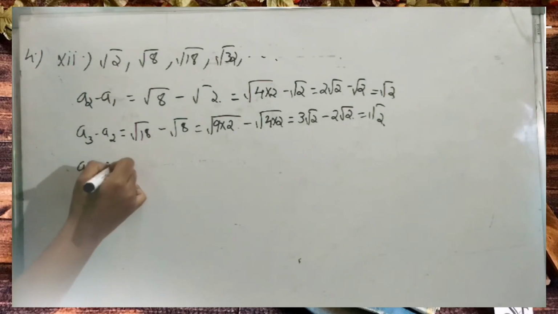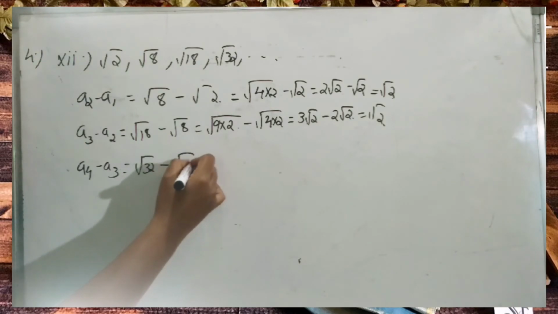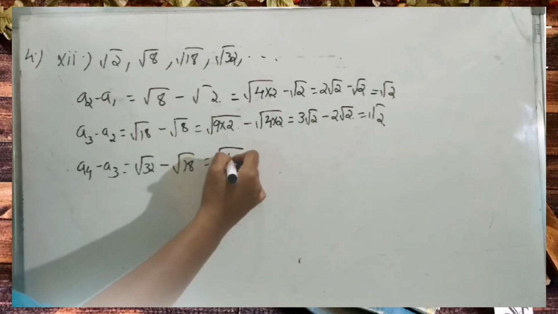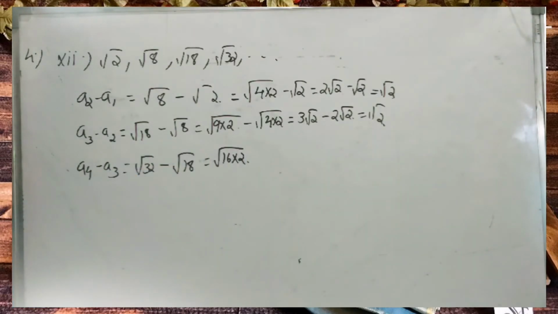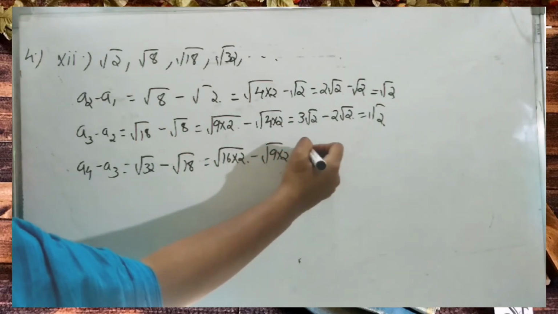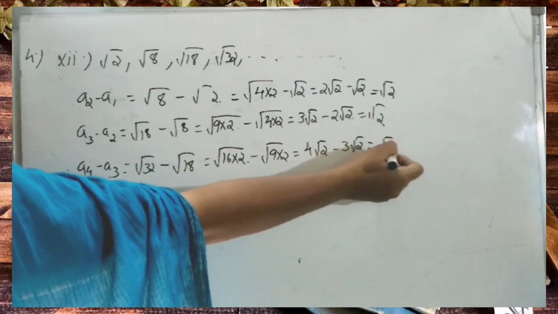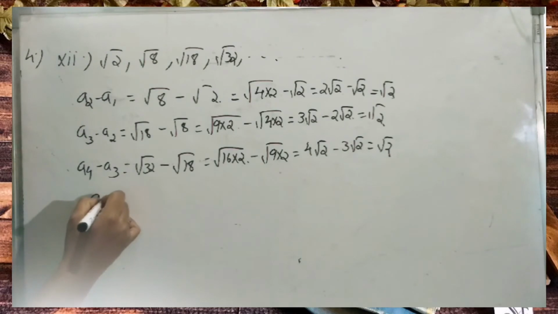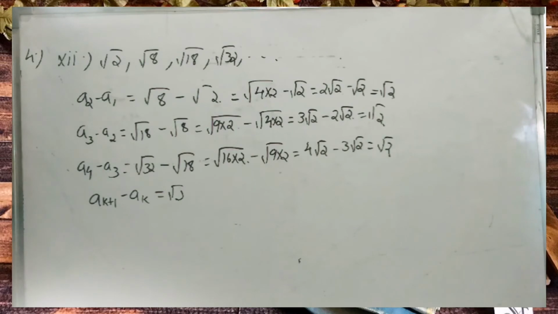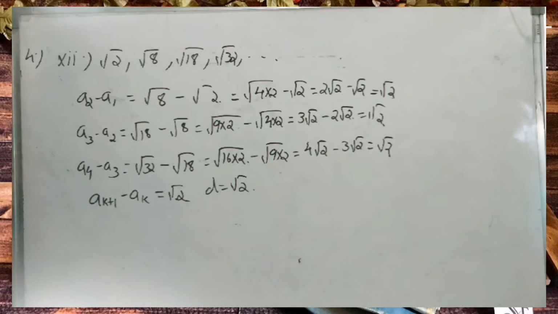Now, A4 minus A3, root 32 minus root 18. Root 32 we can write as 16 into 2, root of 16 into 2 minus root of 9 into 2, equal to 4 root 2 minus 3 root 2, equal to root 2. That means a(k+1) minus a(k) is equal to root 2. So this list of numbers forms an AP with common difference d equal to root 2.